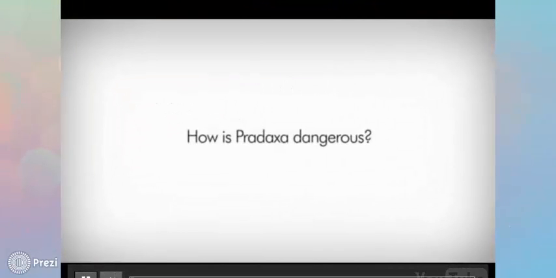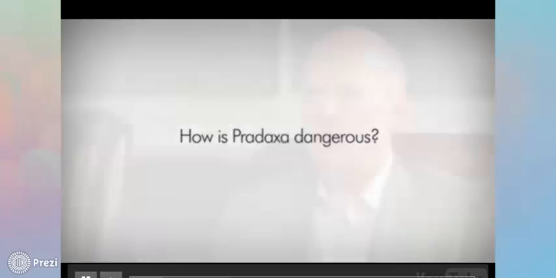So how is Pradaxa, or Dabigatran? Once you go on it, it will thin your blood, but you can't stop that effect. And so if somebody has a situation where they start bleeding, it's irreversible. So people are needlessly bleeding to death as a result of being on Pradaxa. Unfortunately, what we found out after months of the drug being on the market is that if you have a bleed while you are on Pradaxa, there's no way for your doctor to stop it.